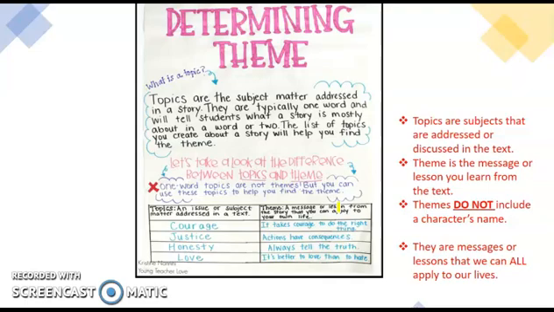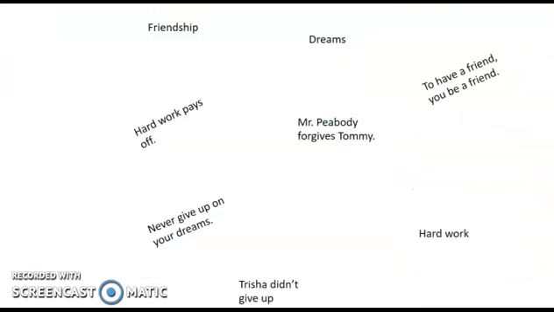And the reason for that is because a theme is a message or a lesson that we can all apply to our lives. So we would not include the character's name in our theme or in the lesson that we've learned. Now we're going to take some time to review the differences between a topic and a theme, okay? So here I have the word friendship. Remember that a topic is one or two words that addresses or tells you what the text is about. Okay, so friendship is one word, therefore it is a topic, not a theme.